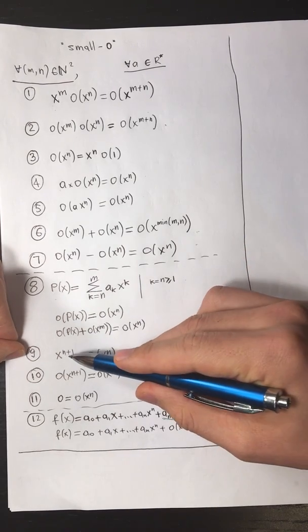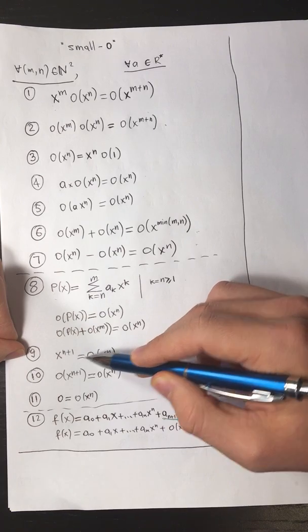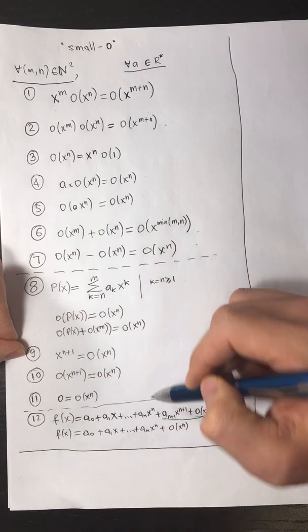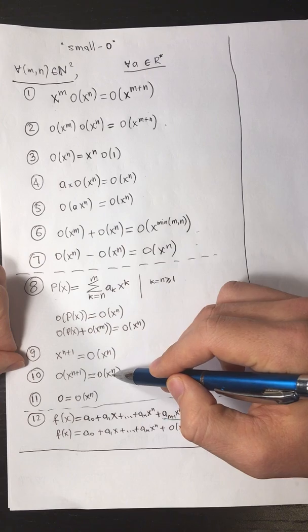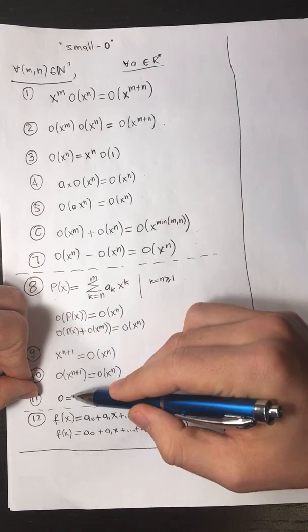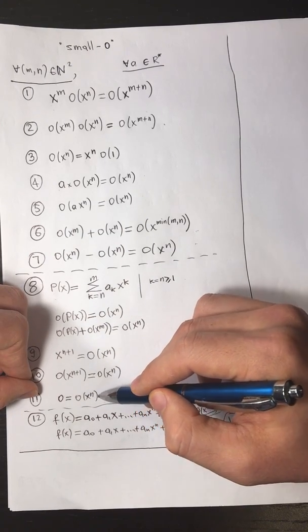But number 9, if you have x to the n plus 1, you can replace this. You can deduce o of x to the n here. And then o of x to the n plus 1 is equal to o of x to the n. And number 11, 0 can be replaced by o of x to the n.